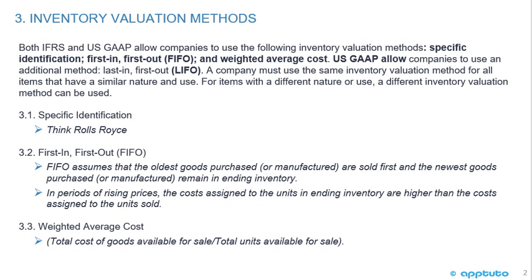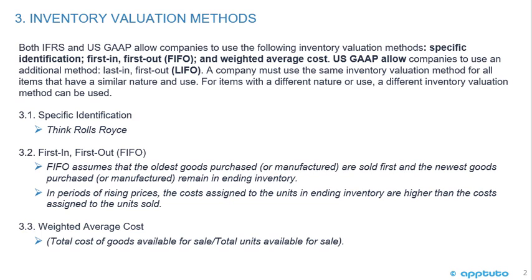First in, first out, FIFO. FIFO assumes that the oldest goods purchased or manufactured are sold first, and the newest goods purchased or manufactured remain in ending inventory. In periods of rising prices, the costs assigned to the units in ending inventory are higher than the costs assigned to the units sold, because it's first in, first out. So when prices are rising, what's left in inventory are the most recent items, which have the higher cost. So you're going to have a higher inventory and a lower cost of goods sold compared to LIFO.